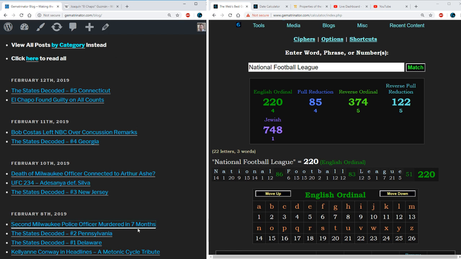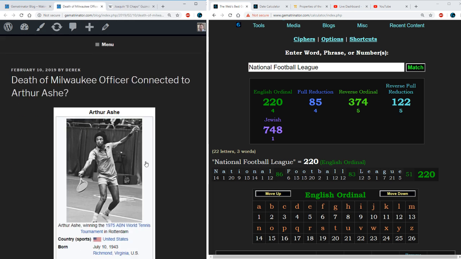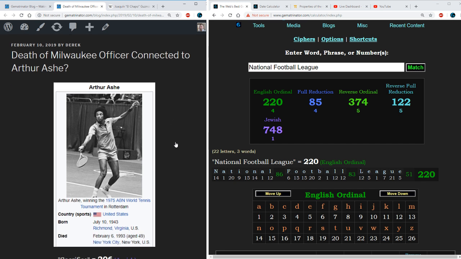Now, I was watching a video on YouTube a few days ago, and they mentioned Arthur Ashe. And it wasn't long ago that I decoded the death of Freddie Mercury, who died of AIDS. And that was completely by the numbers. So I figured, why not look at Arthur Ashe, who is the only other celebrity I can remember that died of AIDS.